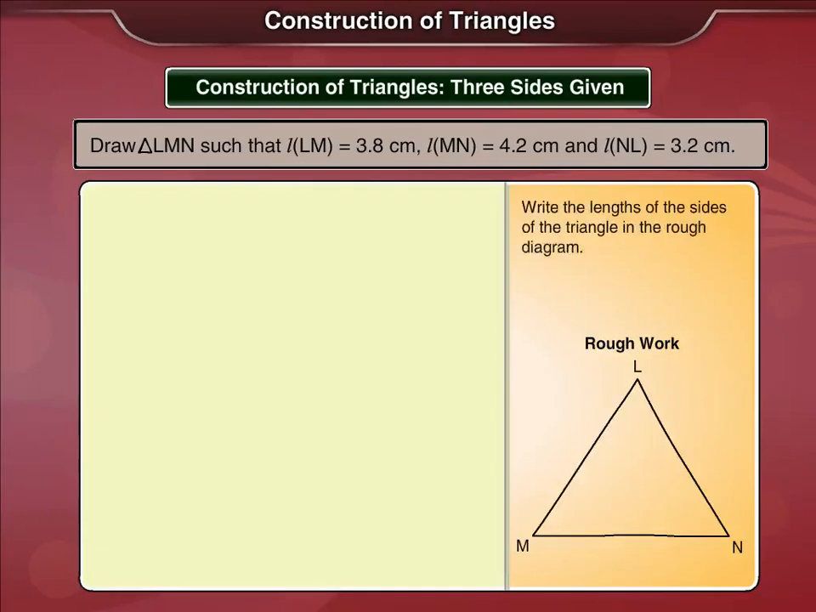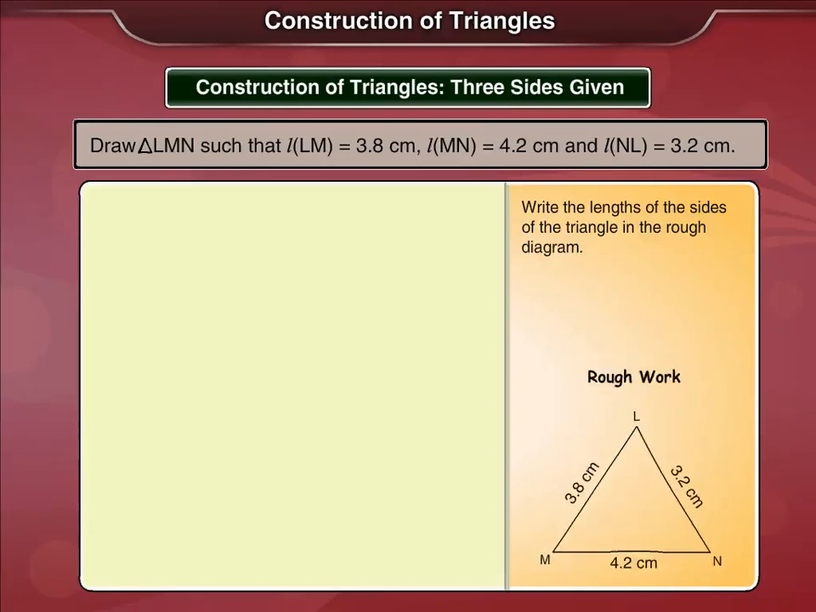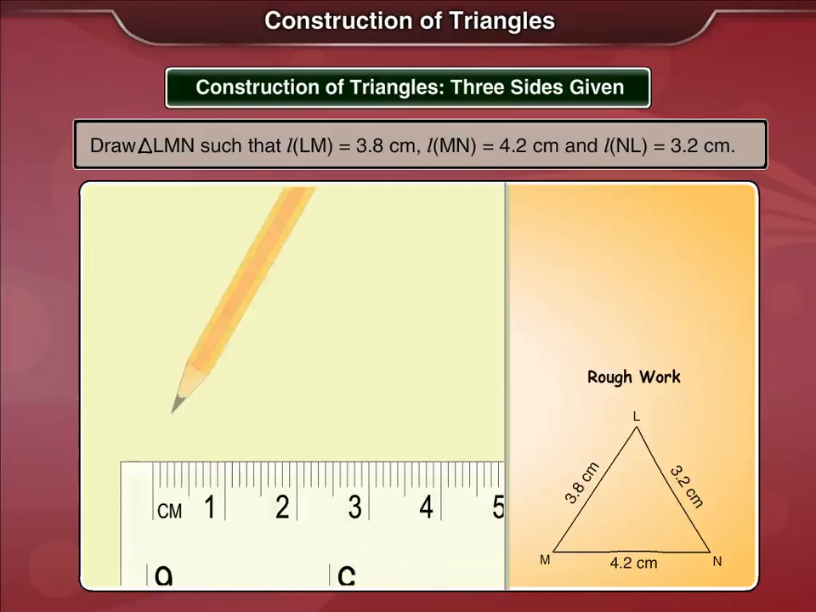In triangle LMN, the length of side LM is 3.8 centimeters. The length of side MN is 4.2 centimeters. And the length of side NL is 3.2 centimeters. The lengths of the sides must be shown in the rough diagram. Let's start constructing the triangle.